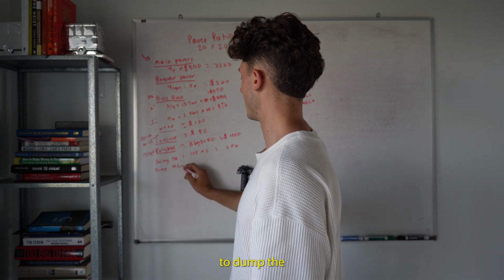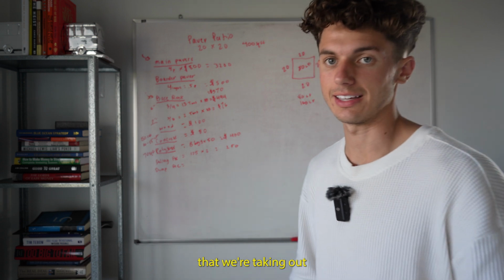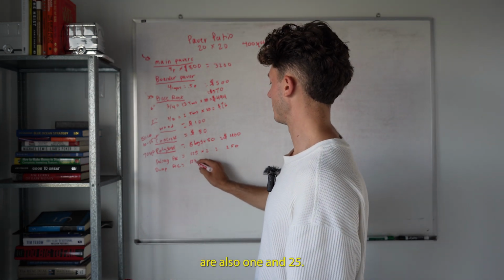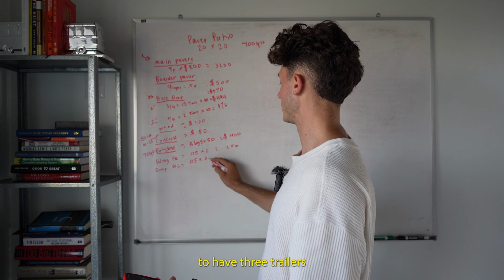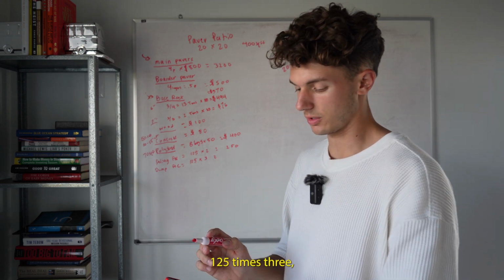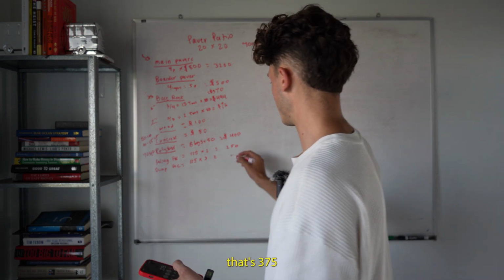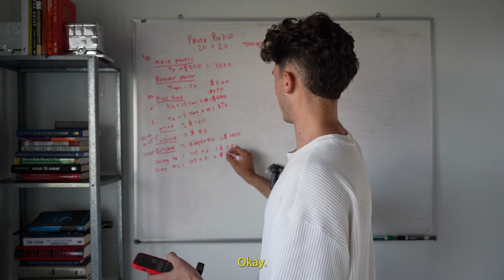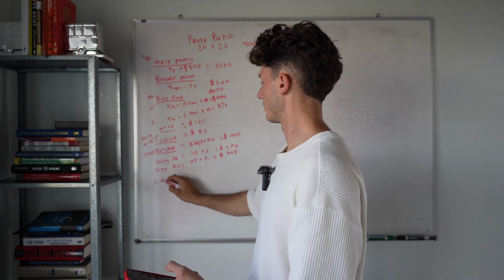it costs money to dump the dirt and the grass that we're taking out of that customer's property. Dump fees are also $125. I'm going to say we're going to have 3 trailers of dirt. 125 times 3, that's $375 in dump fees. Okay, and then we have labor, obviously.